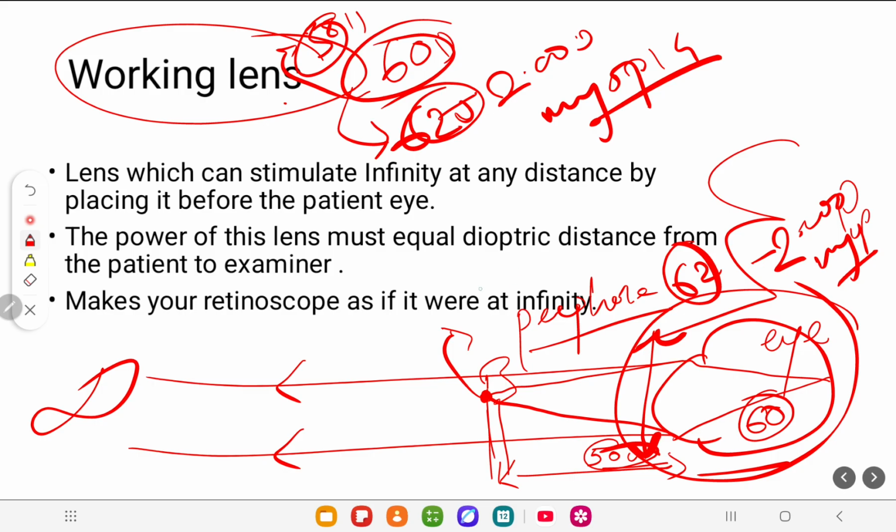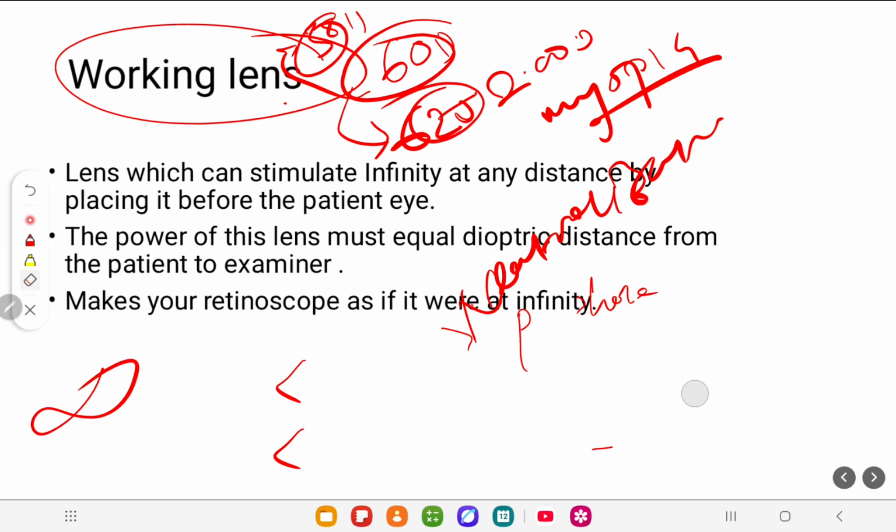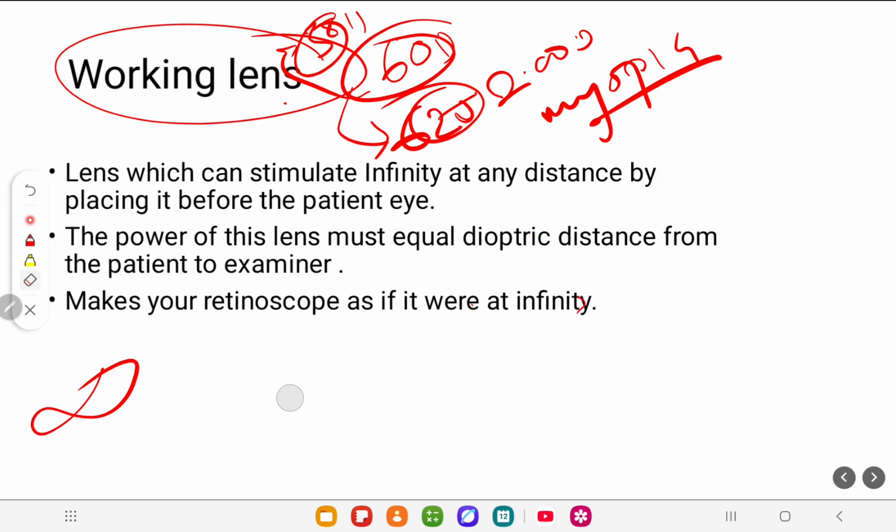We get neutralization, isn't it? So it's as simple as that. Let's take another example.